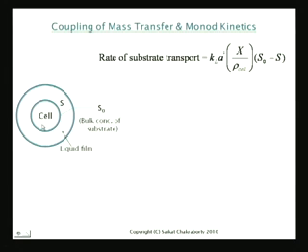This is a cell, okay? This inner circle that you see over here is a cell, and the outer circle that you see over here is the liquid film or the boundary layer. Okay? So this is a cell, and the cell is growing in a medium, right? I discussed this in the last lecture, all of it.